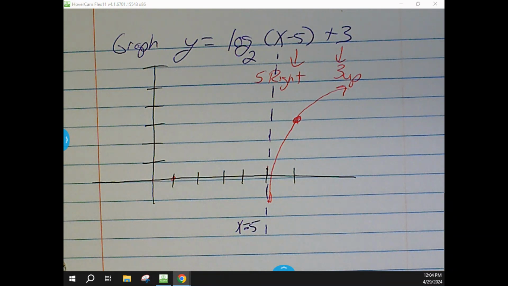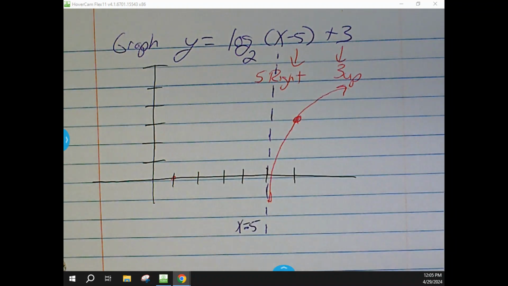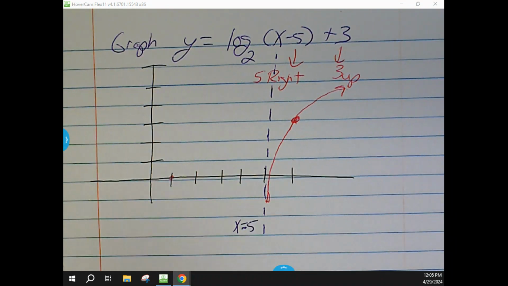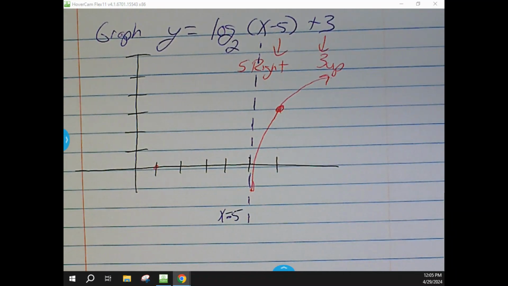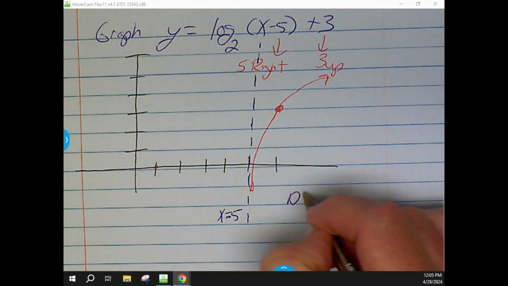Okay, so graphing these, that's all I'm going to ask for. You're not going to have to plug in all this other stuff. Just give me a basic shape. Just know which way, up, down, left, right, we're going. The one thing that I might ask you to do is domain and range.